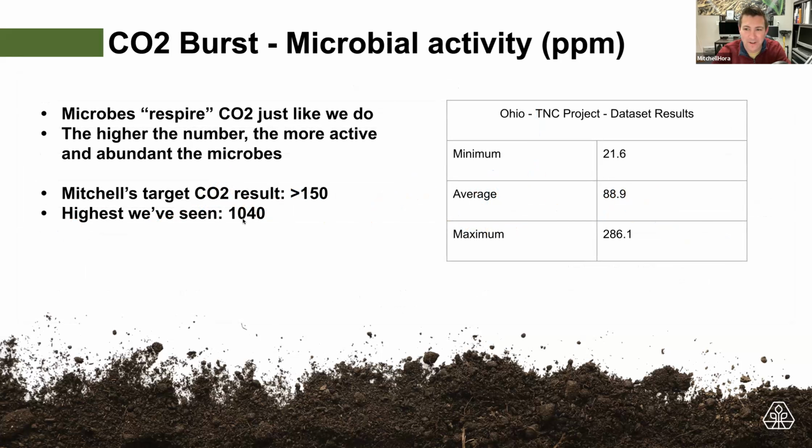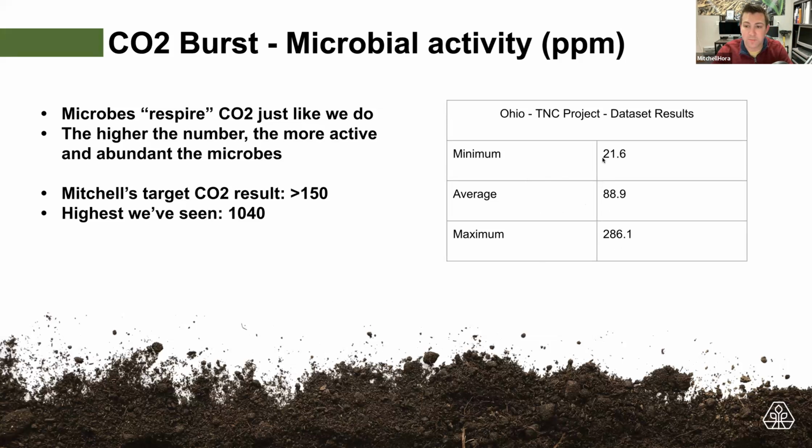But on the right-hand side, I've got these for every single one of the parameters that we're going to go through. Here's my target. I like to see that CO2 burst number at 150 or better. The highest that I've seen is over 1,000. But in the data set, which we received now about 100 samples out of this project so far, so really fun to dig into that. We're not going to show any individual results here today. I have no idea whose numbers these are. But if you look at your results, maybe some of these are you.